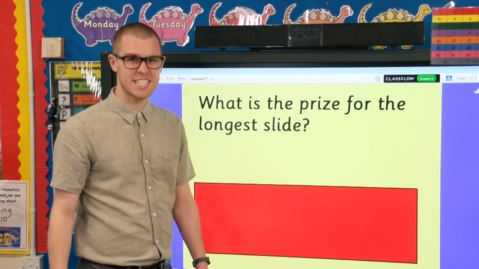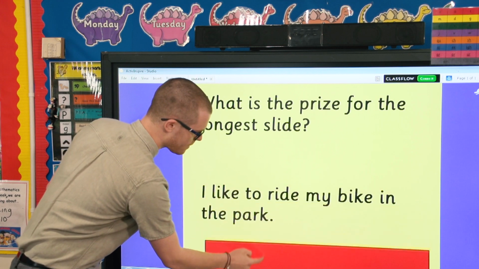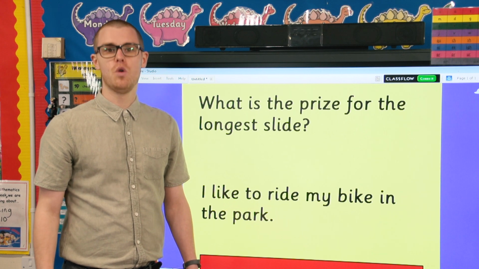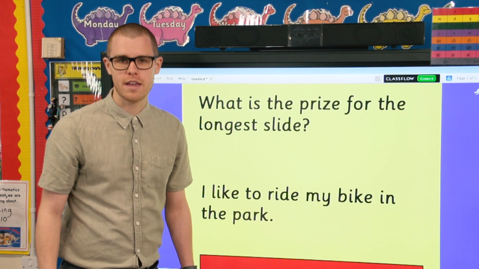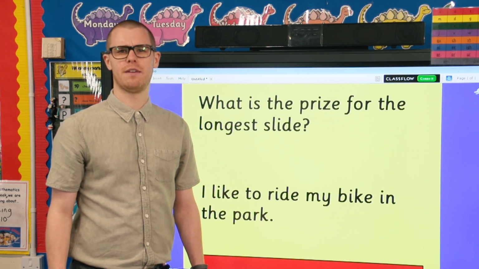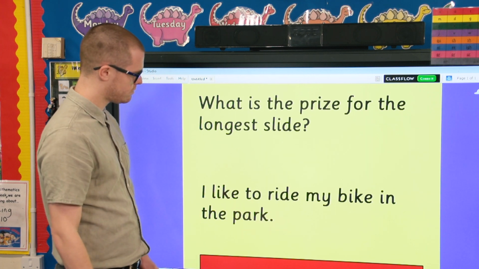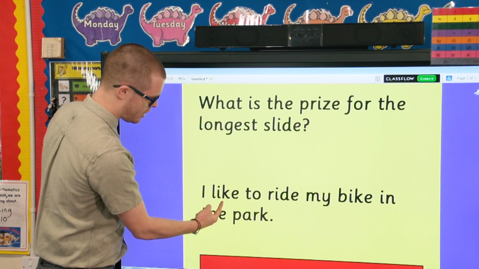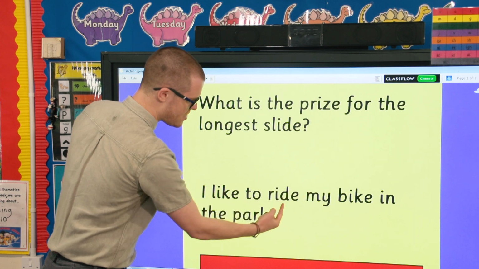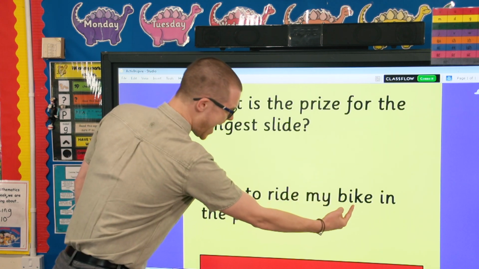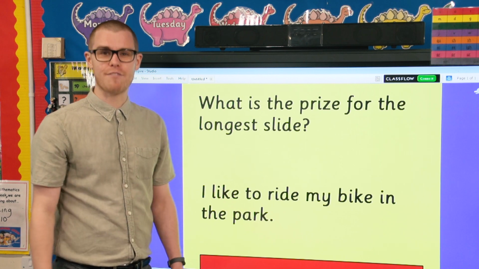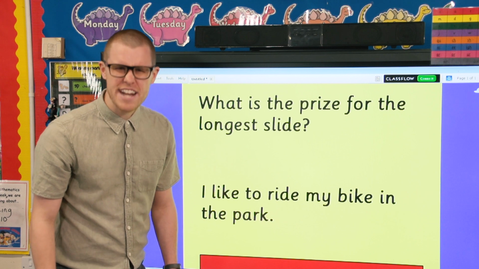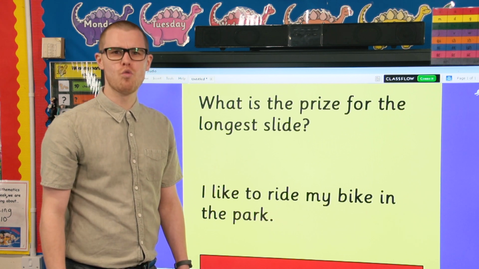Now I've got another sentence for you. Here it is. Can you see the words in this sentence with today's grapheme I? Look really carefully. That's right. This word and this word and this word all have the split vowel digraph I. Can you see any tricky words that you already know?